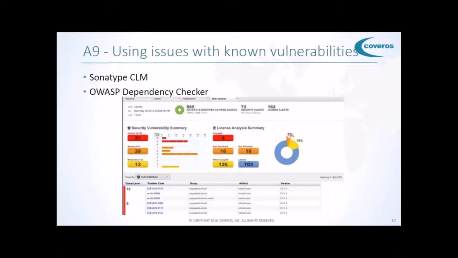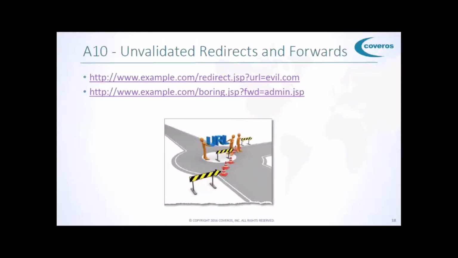Now, you also want to use the Sonatype CLM or the OWASP dependency checker to try and test for vulnerabilities within the libraries of the application. This is based on the National Vulnerability Database. It contains hundreds of thousands of vulnerabilities.